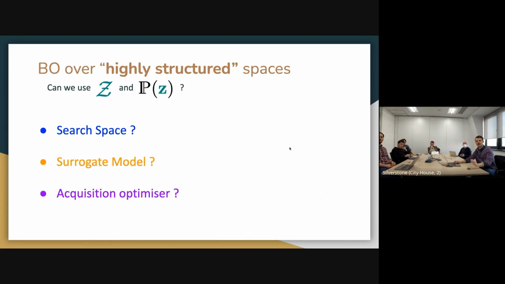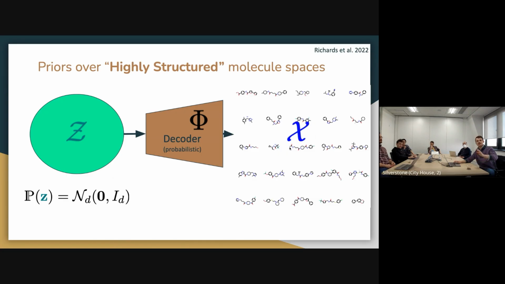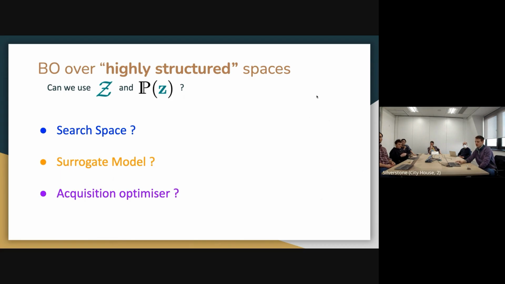So there's a lot of work here. People have done a lot of this latent space Bayesian optimization. This is where you want to try and smash together these ideas, using some sort of prior over molecule space, for example, with one of these more traditional sequential experimental design loops. So what do we have at our disposal?